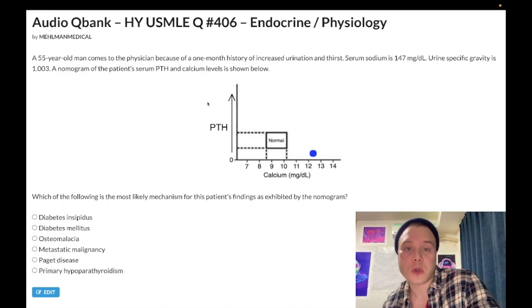So a 55-year-old man has a 1 month history of increased urination and thirst. Serum sodium is elevated at 147 milligrams per deciliter. Normal range is 135 to 145. Urine specific gravity is dilute. It's low at 1.003.